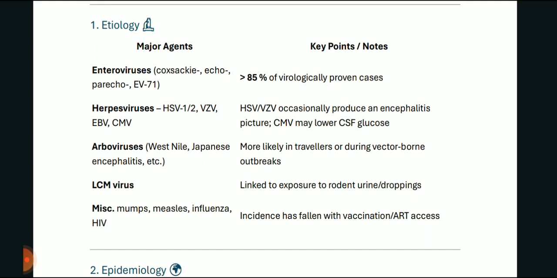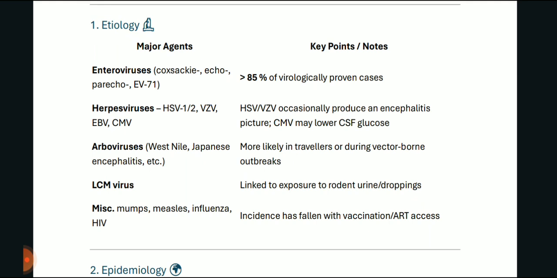para-echovirus, and EV71. These cause more than 85% of virologically proven cases. There can be herpes virus infections like HSV 1 or 2, varicella zoster virus, EBV, and CMV. HSV and VZV occasionally produce an encephalitis picture. CMV may lower CSF glucose.